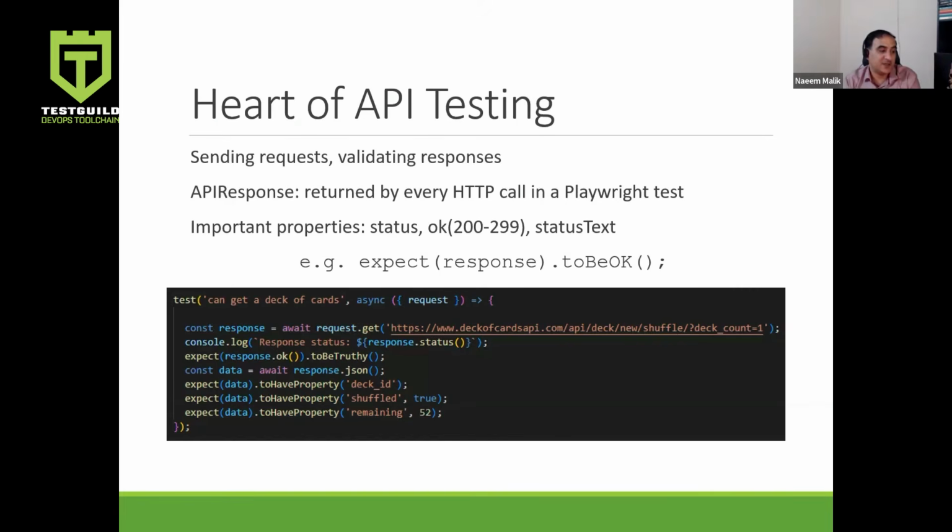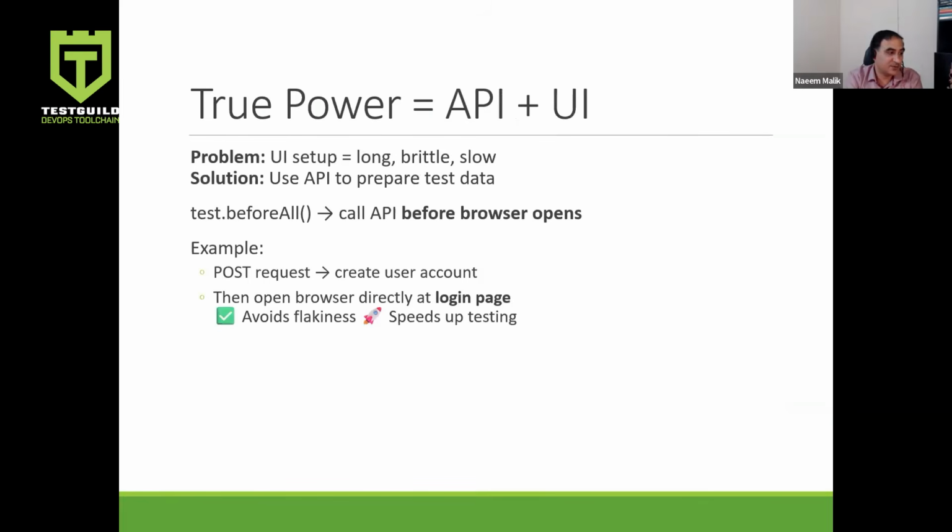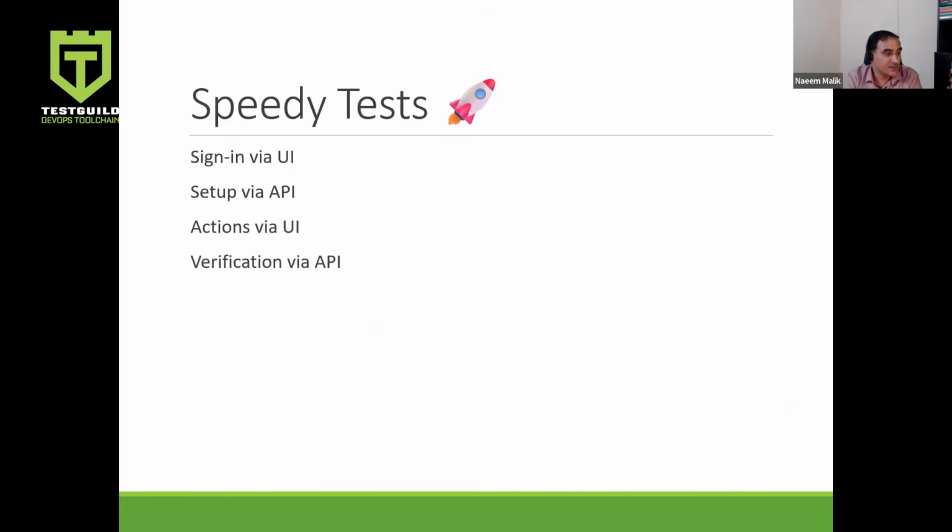The method expect response to be okay checks whether the response was in the range of okay HTTP codes. And then we have another slide which says that you can combine the power of API and UI in one code base, which cannot be done using Postman or Rest Assured. So this is where Playwright can be helpful for us.